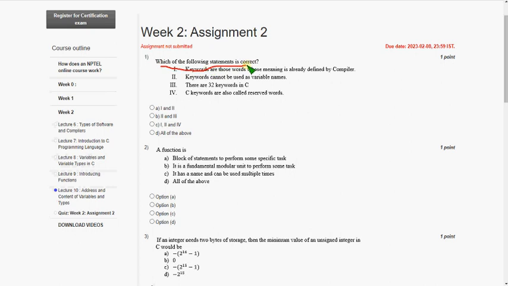Which of the following statements is correct? Keywords are those words whose meaning is already defined. So it is correct. Second option, keywords cannot be used as variable names. It is also correct. There are 32 keywords in C. It is also correct. And fourth option, C keywords are also called reserved words. It is also correct. So the answer is option D, all of the above. So mark option D.